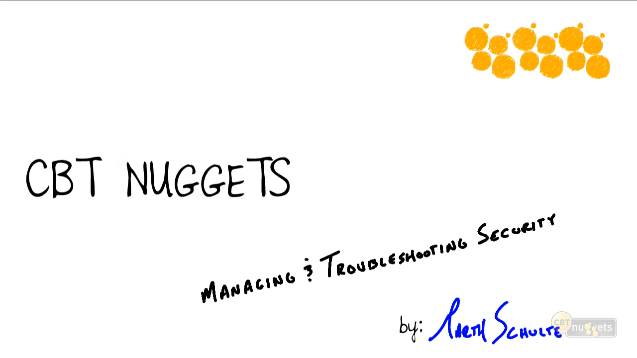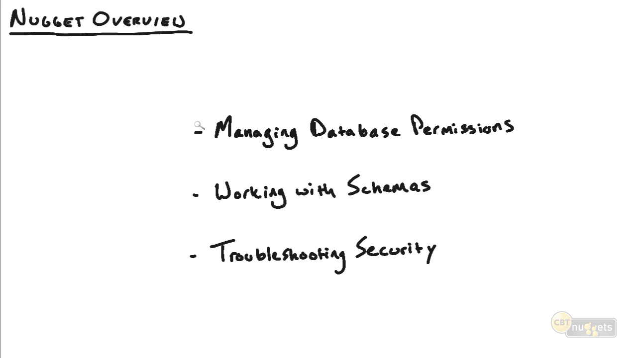Managing and troubleshooting security. So in this nugget, we're going to take all the things that we haven't really covered in great detail when it comes to security and talk about it. Things like permissions, securables, applying the principle of least privilege, working with schemas, and then troubleshooting security.